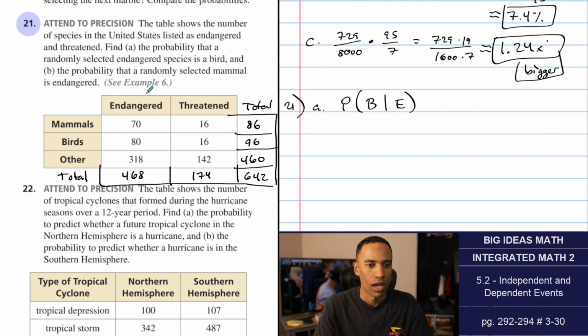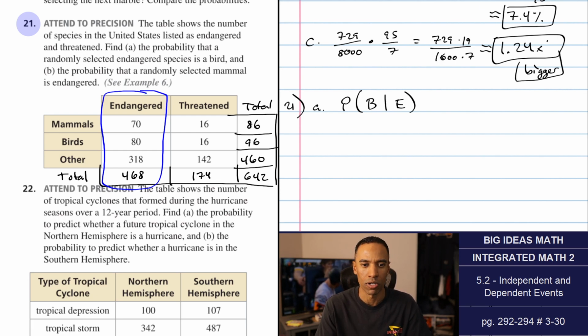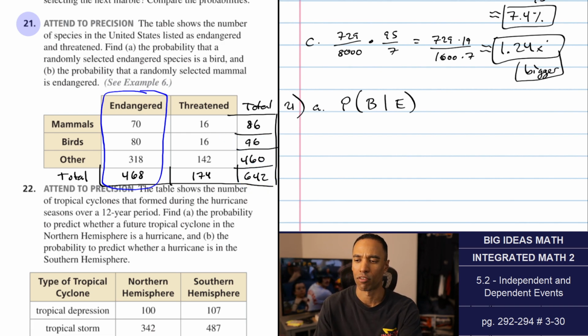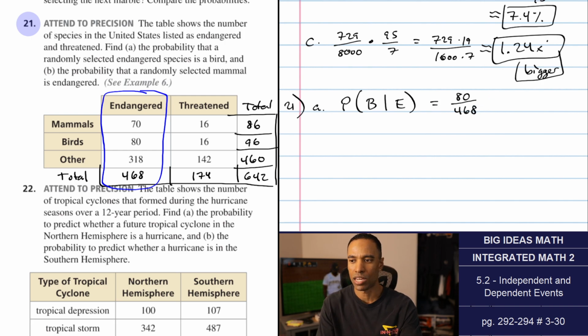So, among the 468 that are endangered, how many of those are birds? I don't care about the 96 birds because I don't want to count the threatened ones. I don't care about the 642 total population. I care about the 468. So this is going to be the probability of being birds and endangered divided by the probability of being endangered. So we're doing 80 over 468. I'm not going to worry about fraction reduction this time. I'm going to get straight into percentage.